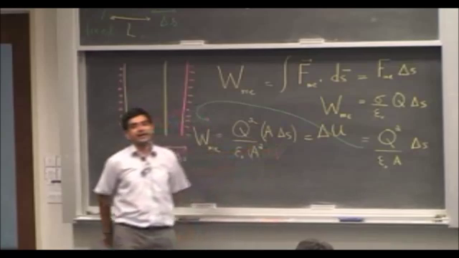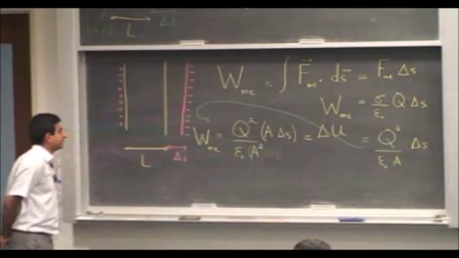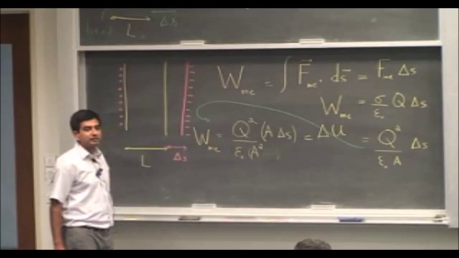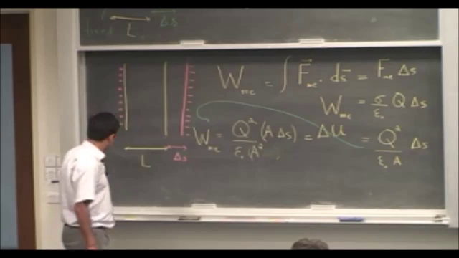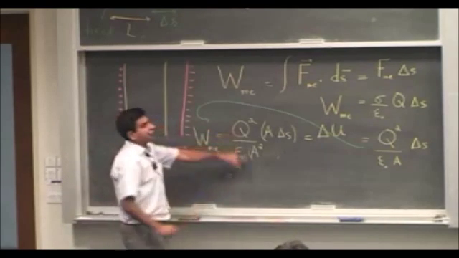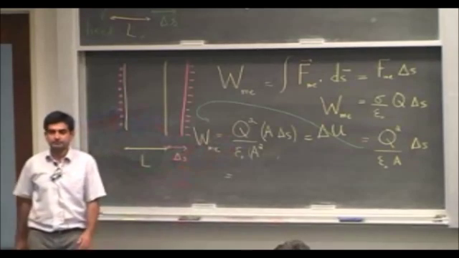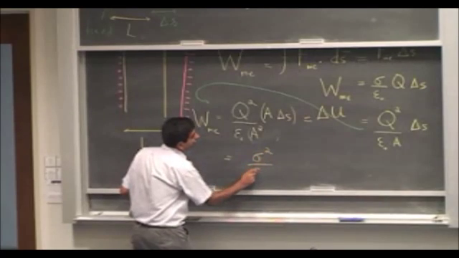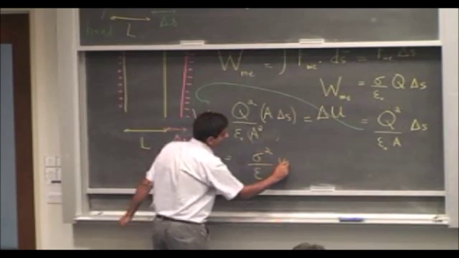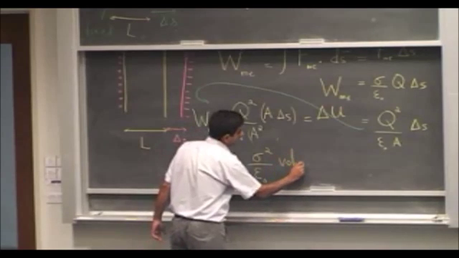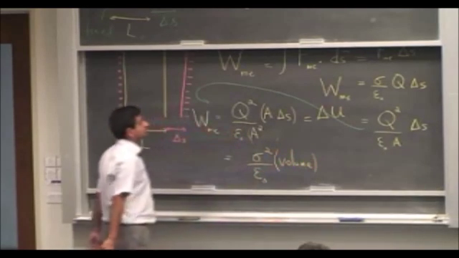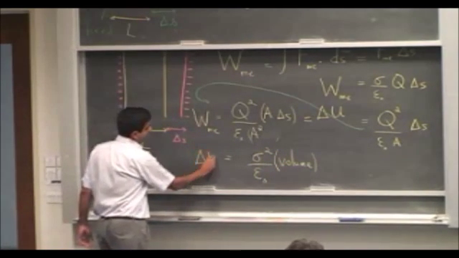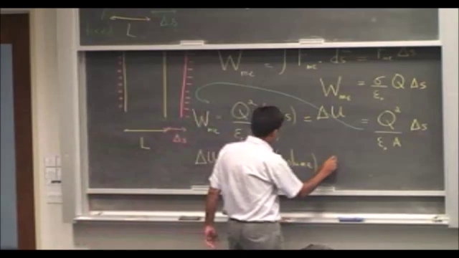Now what is A times delta S? A times delta S is simply the volume. Alright? So, and what is Q over A? It's sigma. So I can write sigma squared over epsilon naught into volume. This is delta U. This is the work that I've done.